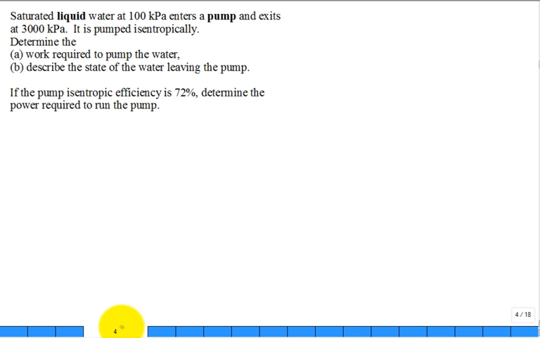Let's solve this problem. We have saturated liquid water at 100 kilopascal. It enters a pump and exits at 3,000 kilopascal. The pump acts isentropically, so it's reversible, no heat transfer, so it's isentropic flow through the pump. Determine the work required to pump the water. Okay, what symbol would we like to use for answer part A? The work required to pump the water.